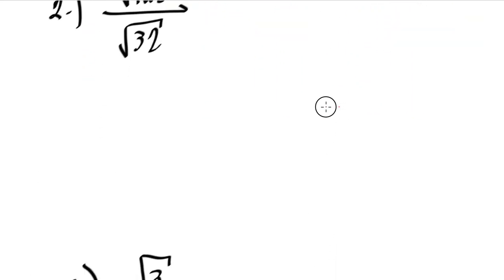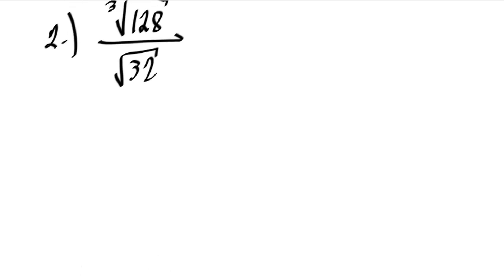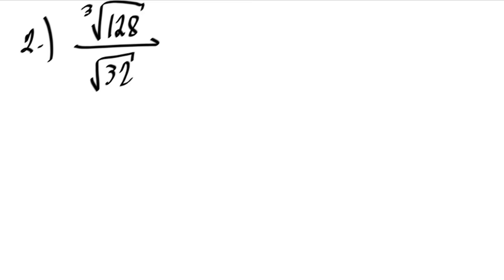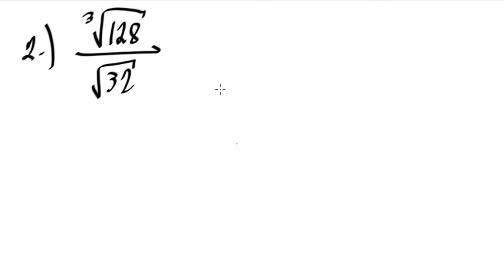Hopefully, it will not be as long as the previous one. So what we have is the cube root of 128 divided by the square root of 32. So again, let's make them of the same index. So what we have here is 128 raised to 1/3 all over 32 raised to 1/2.